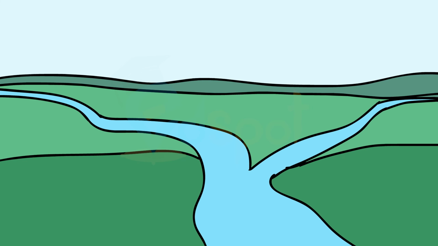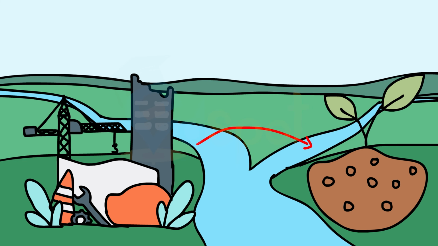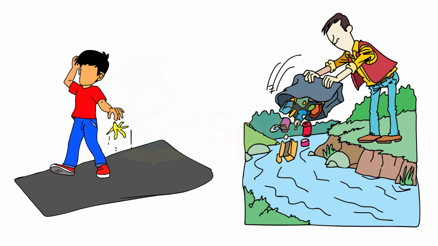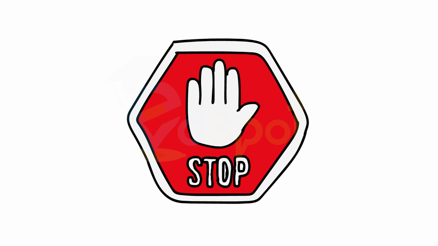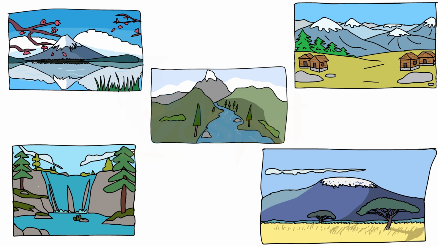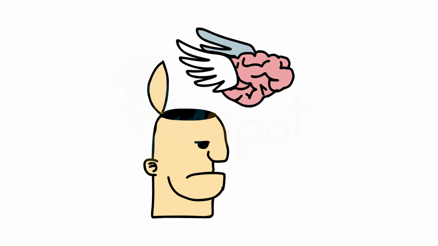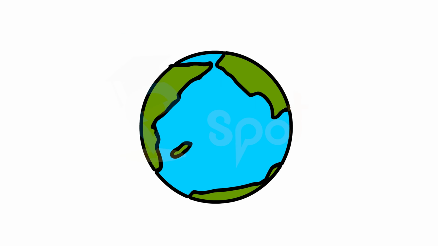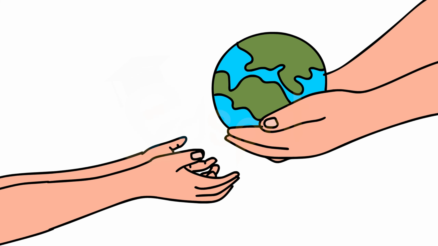For example, constructing houses on fertile land. Similarly, we throw garbage on land or in water, making them dirty. We should avoid using such important gifts of nature in a careless manner. The available land is not only for our use. It is our duty to leave the earth a better place for future generations as well.